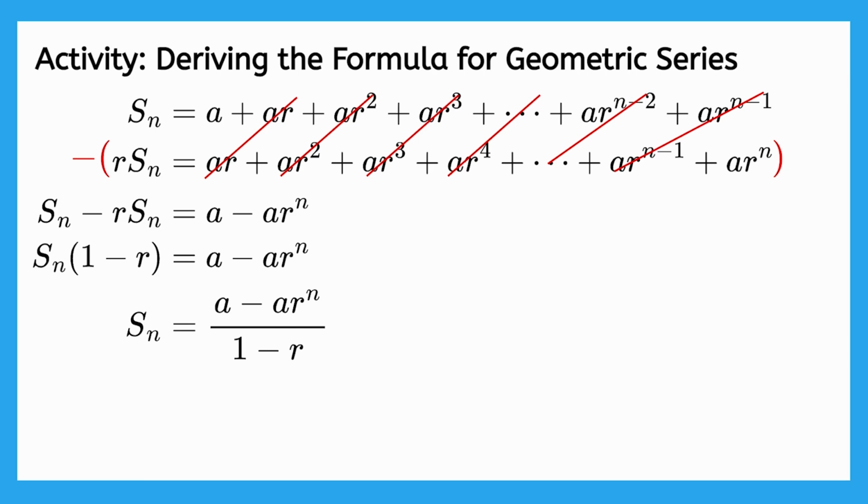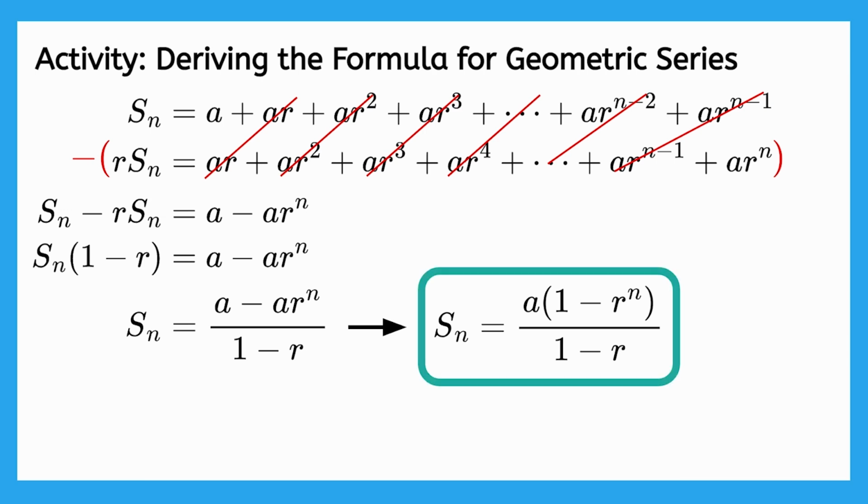This is just about done, but both terms up here have an a in them, so let's go ahead and factor that out so there's only a single a in this formula. All right, I think we're done here. All of our steps kept both sides equivalent, so this formula should always give us the same sum of a geometric series as if we added all the terms manually.